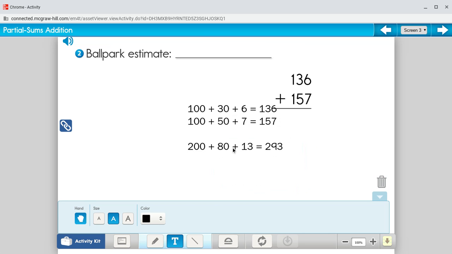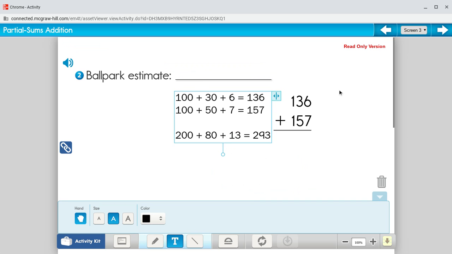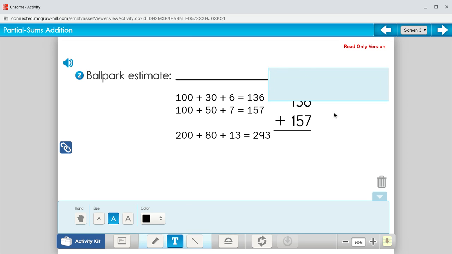All right, so we're going to move that up here where it belongs. And now we're going to take a look at our ballpark estimate. We have 136 and 157. Both of them are pretty close to friendly numbers, but we're going to take that 157 and bring it to friendly number 160. We keep 136 and bump 157 up to 160. Now I can see that 100 plus 100 is 200, 3 tens plus 6 tens is 9 tens, and 6 plus 0 is 6. So my ballpark estimate was 296. Our actual answer was 293. We use this to check because we estimate our answer is about 296, and we were pretty close to our actual answer. Great job.